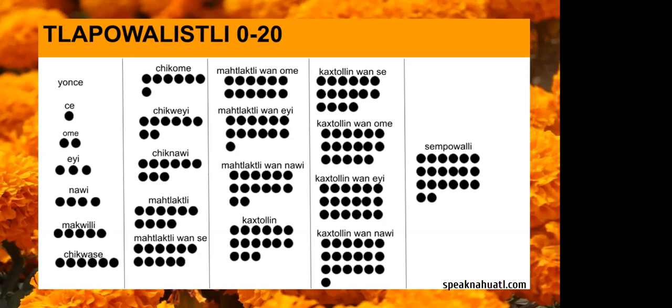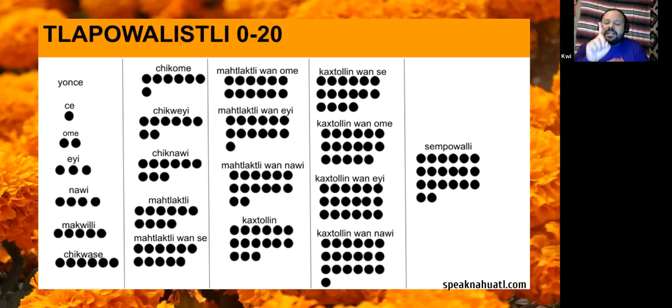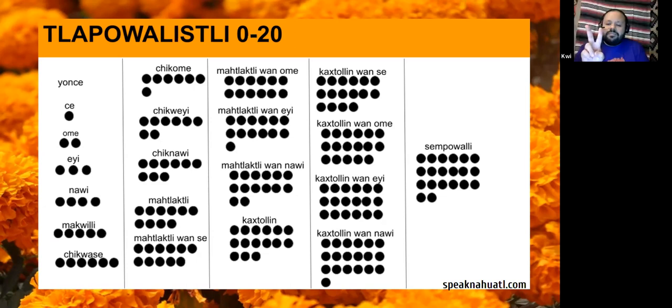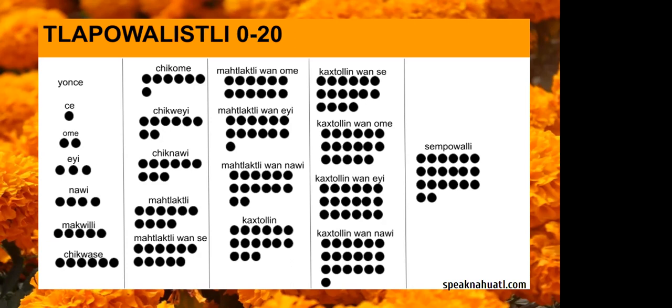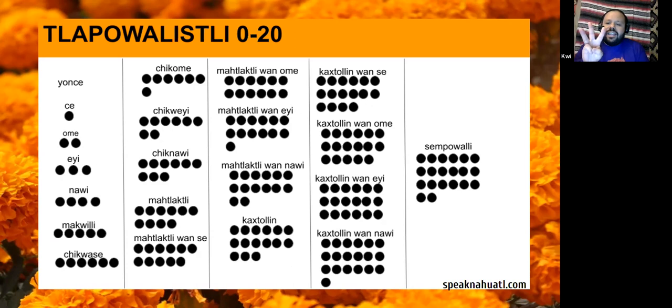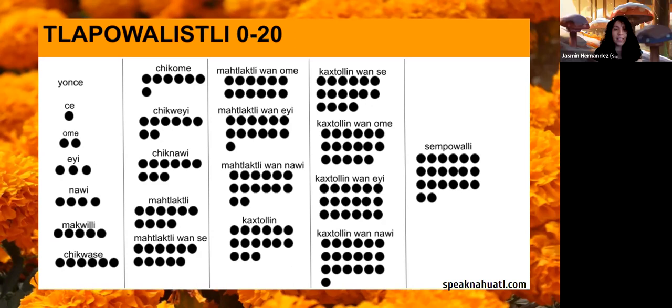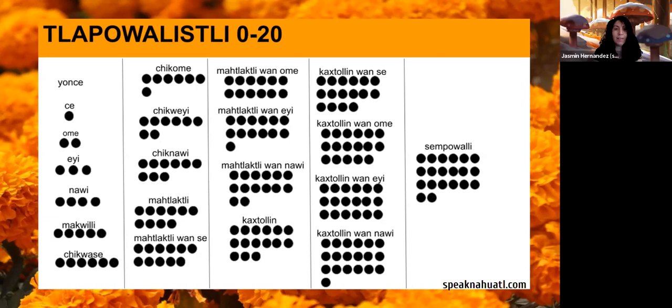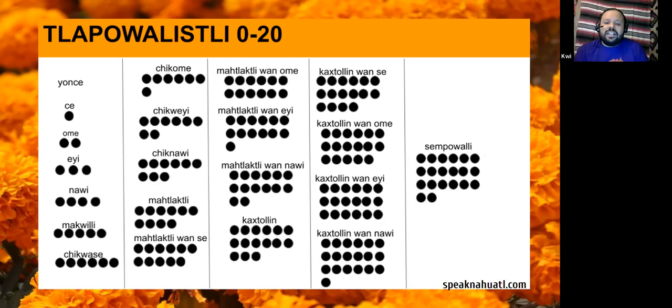Mahtlakli. Now, so we have 10. Mahtlakli wanse. Mahtlakli wan ome. Mahtlakli wan eyi. Mahtlakli wan nawi. And then we get to 15, kena?